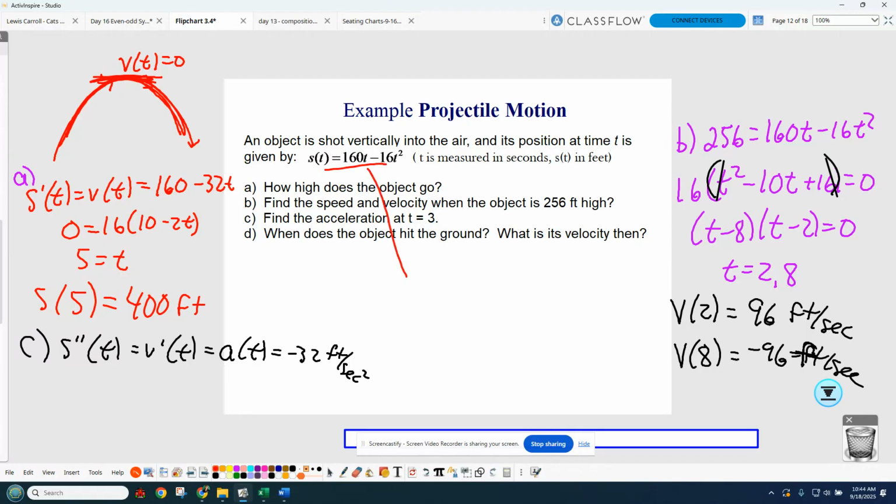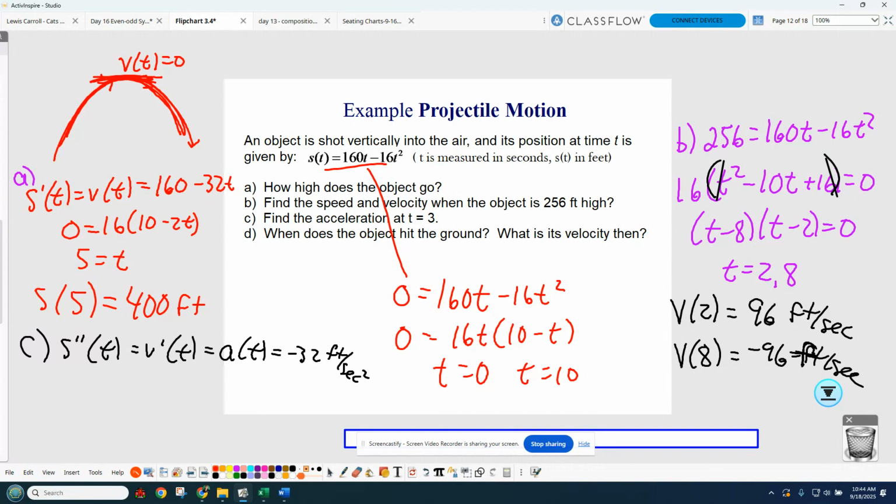I'm going to kick it old school and ask, when is the position function 0? I'm going to factor out 16t. So at time 0 and time 10, and because we know what the parabola looks like, time 0 is when it took off from the ground, and time 10 is when it landed on the ground.